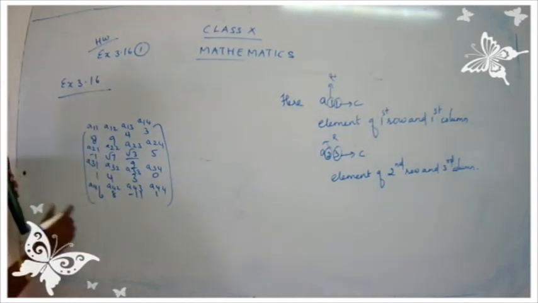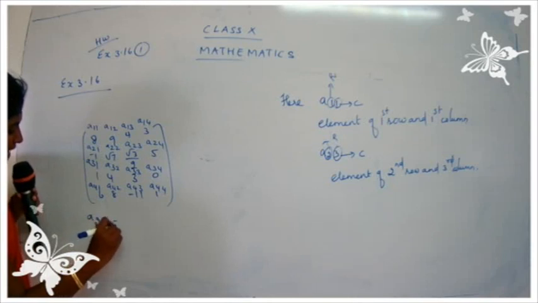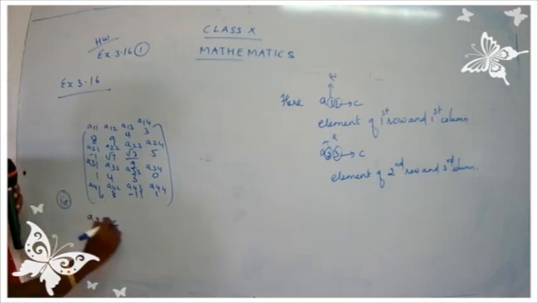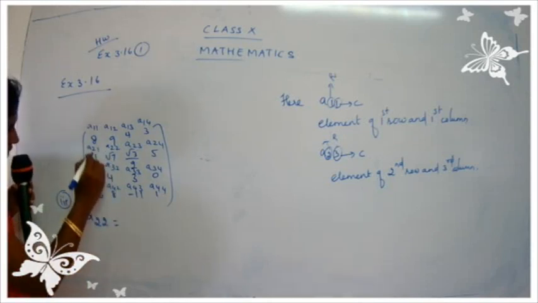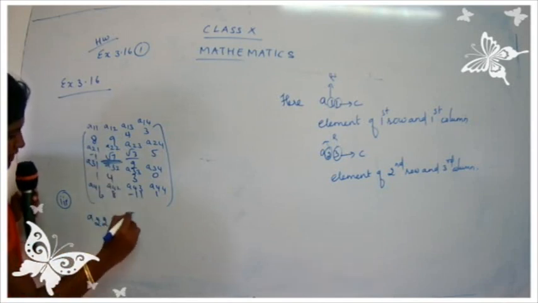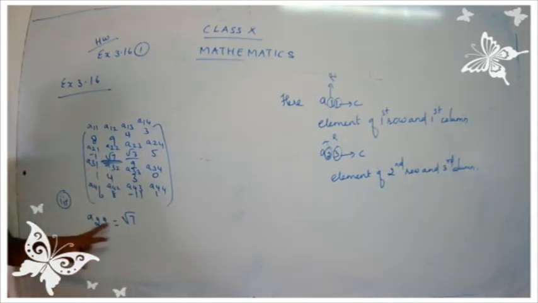Write the elements A22. So what is A22? You can directly write. So third subpart, A22 means, what is A22? See here, this one. A22 is root 7. That's all. You have to just write down the answer. I hope you are clear and you can complete your first question.